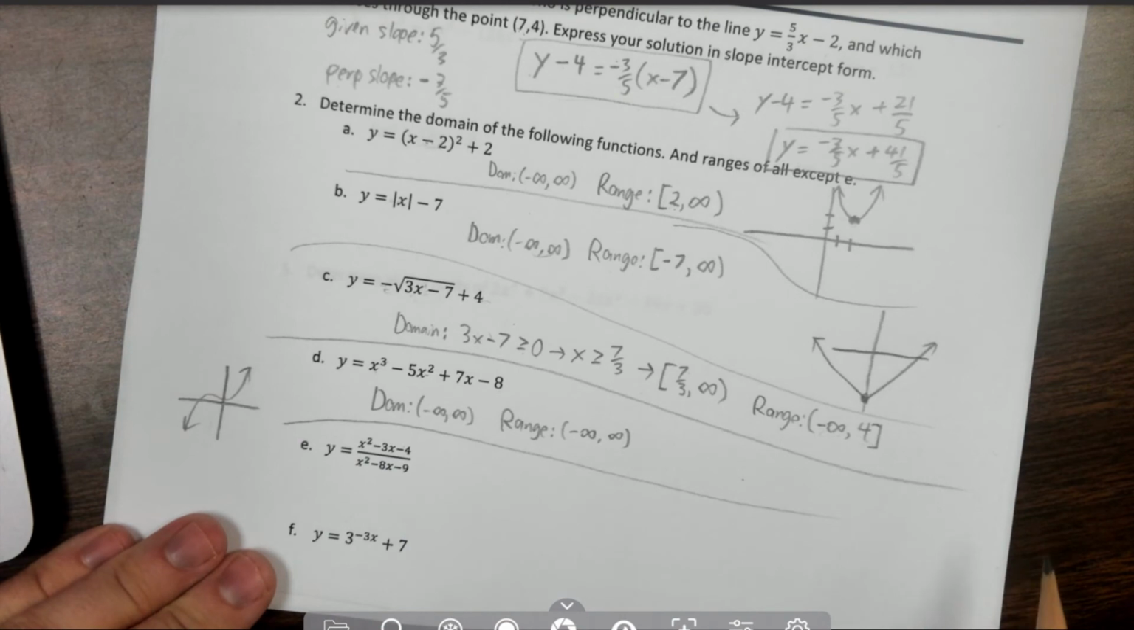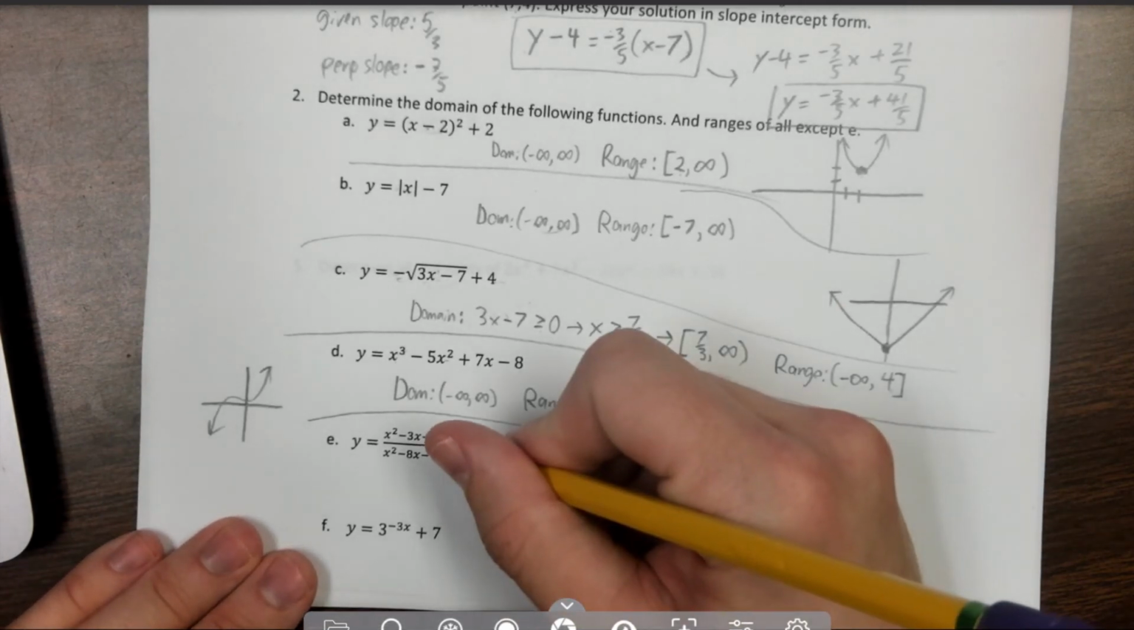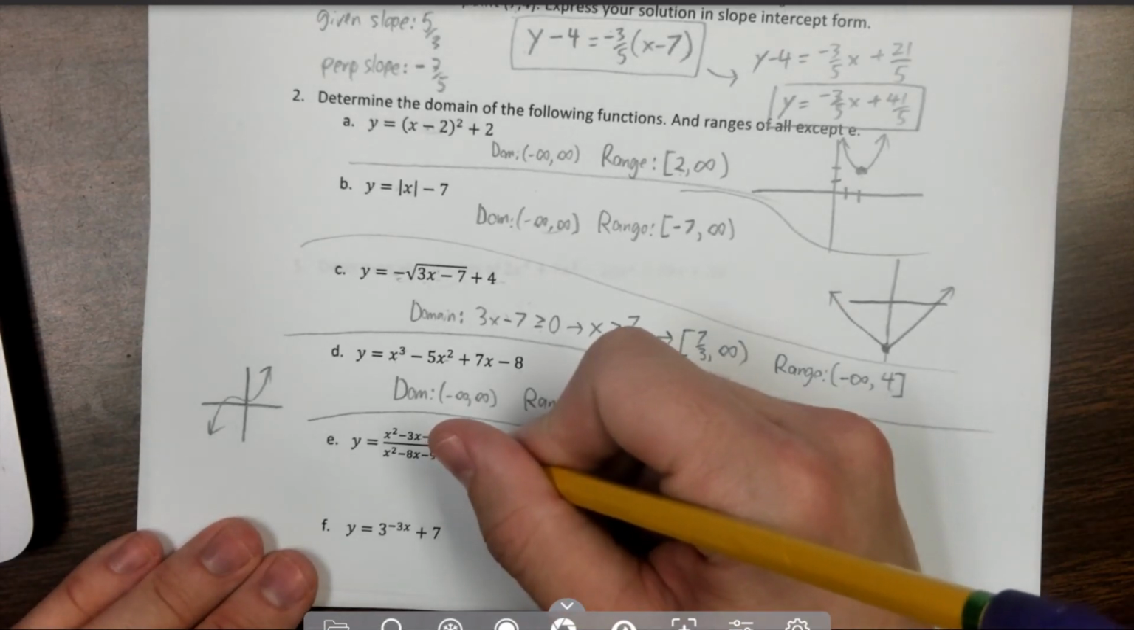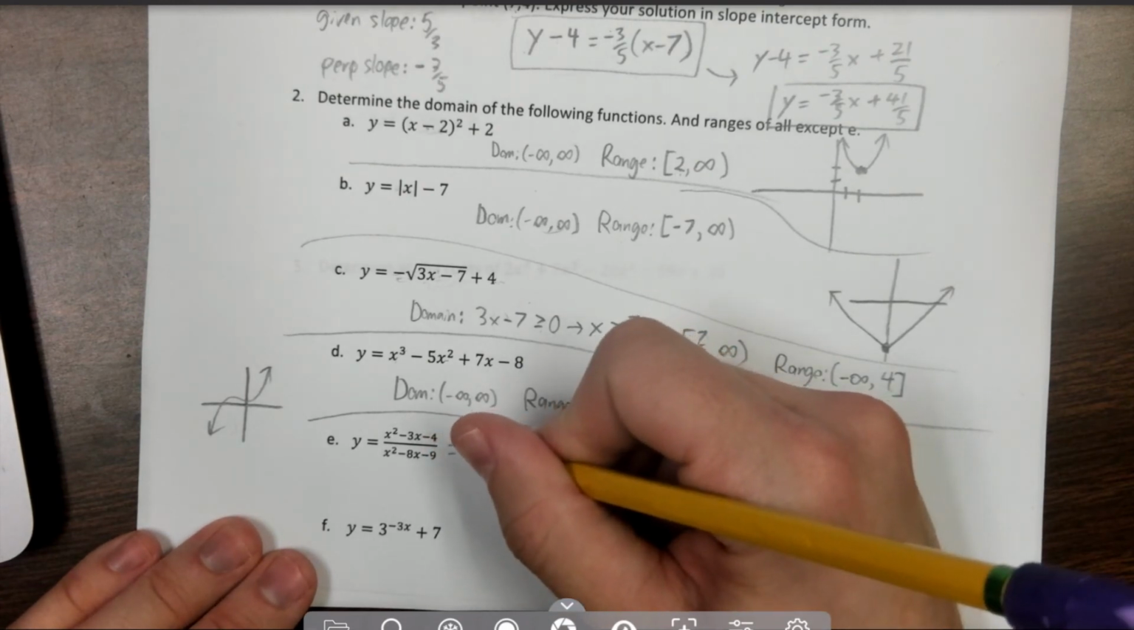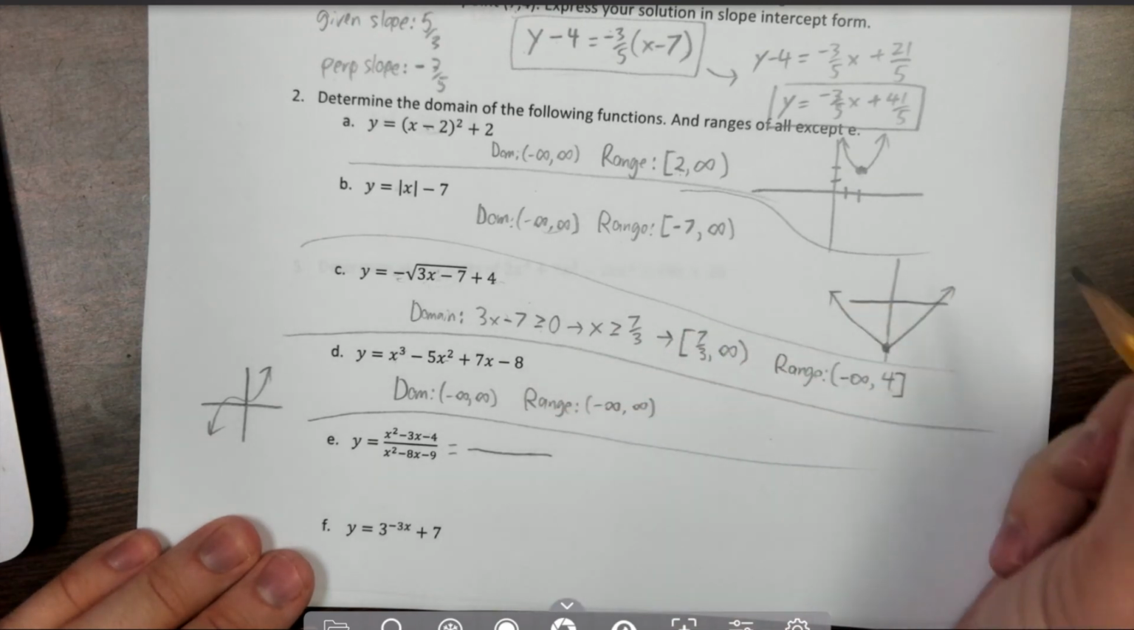Up next, we want to find the domain of this only, because I said all ranges except for E. So this time we just want to find the domain. Domain is what you're allowed to plug in, and this time there's just one thing to consider. But before we get to that, let's just think here.